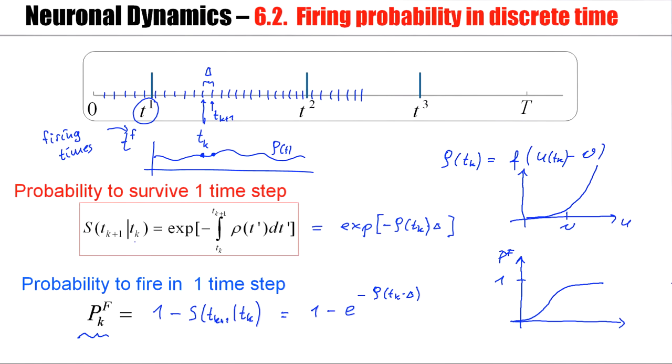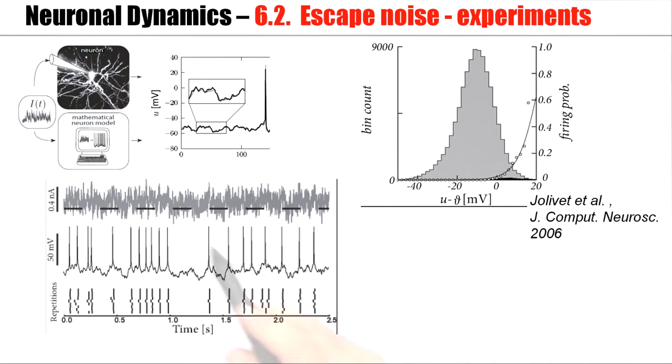Now this can be used, in fact, to determine experimentally the shape of the function f. So let's come back to our situation where we inject a time-dependent current into a real neuron and also into the mathematical neuron model. The mathematical neuron model could be an integrate-and-fire model, and we can use this time-dependent current, the known signal, to calculate the membrane potential of our neuron model. This model membrane potential is the thin line here.